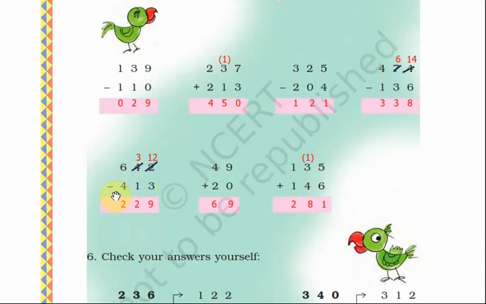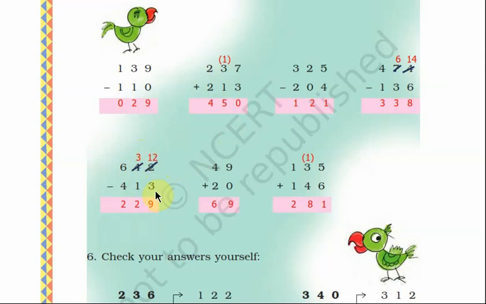642 minus 413. Here also you can see that in the ones place it is 2 minus 3, and 2 minus 3 is not possible, and we have to borrow 1 ten from the tens place. As we borrow 1 ten from the tens place, this 2 will become 12, and in the tens place this 4 will become 3. So cut out 2, write 12 there, and cut the 4 and write 3 above it.